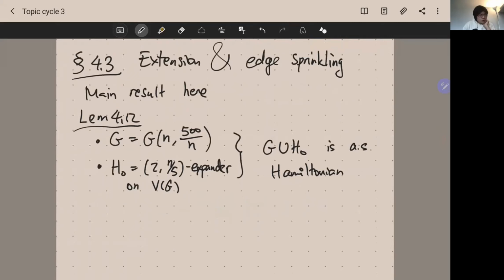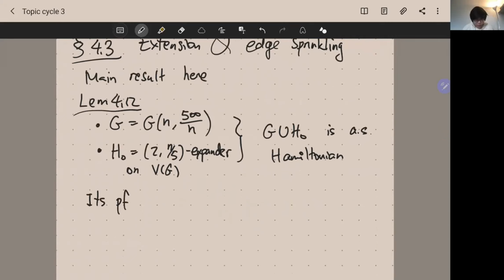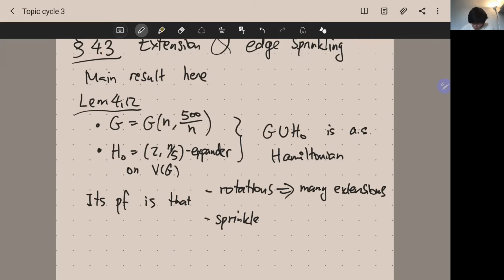Now, before we explain the extension and edge sprinkling, these two terms, and give a formal proof of 4.12, let me just summarize this proof already with one sentence. So the take-home today is this one sentence, but all the remaining is just details. So its proof, Lemma 4.12, in a nutshell is that rotation yields many extensions. Then we can sprinkle edges in multiple rounds to elongate it, to make it longer. This is basically the proof in one sentence.